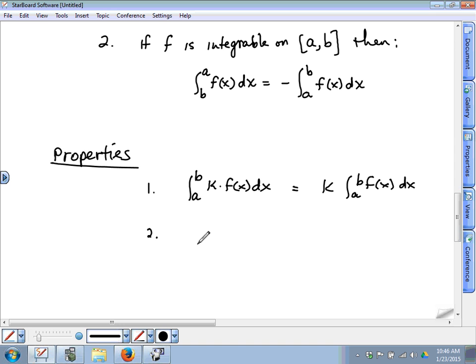Second one, if you're taking the integral from a to b of the sum or difference of two functions. And you guys could probably tell me what's going to happen here.